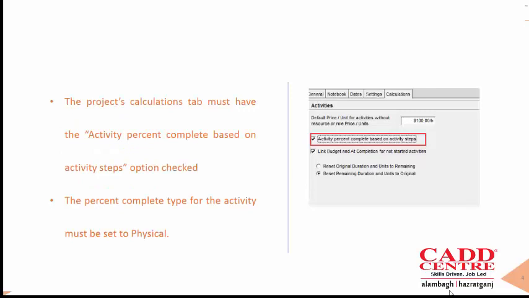In order to drive progress using activity steps, two conditions must be fulfilled. First, the project calculation tab must have the activity % complete based on activity steps, as in the figure you can see. Second, the % complete type for the activity must be set to physical. Steps will not drive progress on units or duration % complete type. Remember this. Now we'll see how we can update the progress using activity steps in Primavera software.